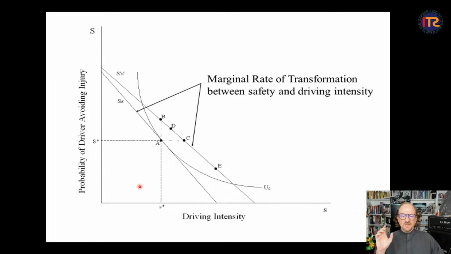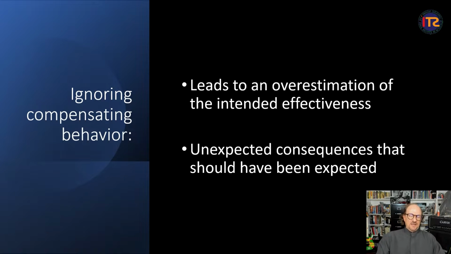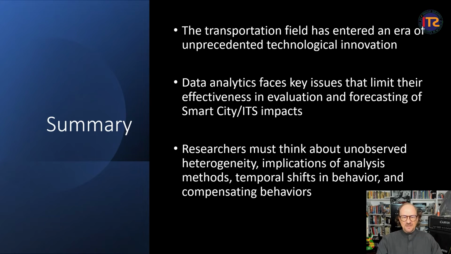So keep this sort of compensating behavior in mind when you're trying to understand what's going to happen with an improvement that you implement. If we ignore compensating behavior, you'll overestimate the intended effectiveness of the safety improvement in this case, and unexpected consequences will arise, such as faster drivers and more distracted drivers. But you should have anticipated that by recognizing that compensating behavior was a possibility.